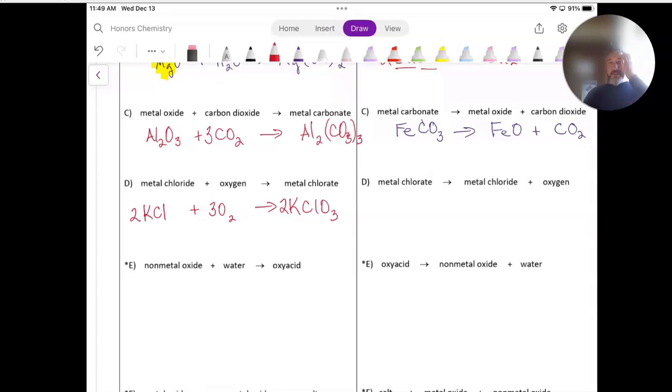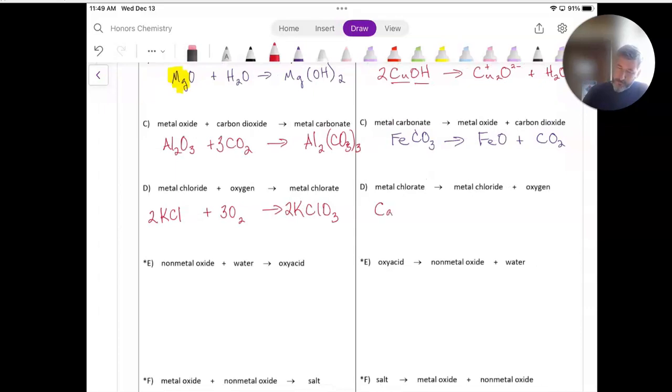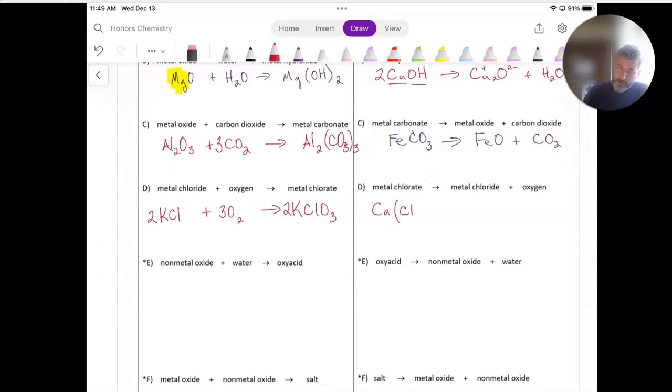All right, and then finally, just the exact opposite of that. We'll pick a different metal, though, this time for our metal chlorate. Let's go with calcium chlorate. So Ca(ClO3)2 because of the calcium being +2 charge. So a metal chloride. So calcium chloride, and then just oxygen, O2. Of course, oxygen is a Brinkelhoff, so we have to make it diatomic.